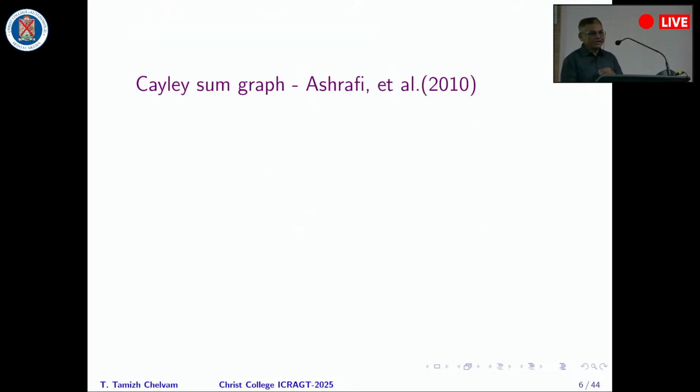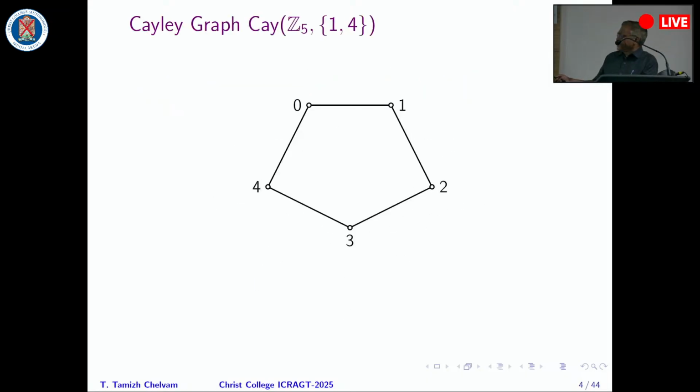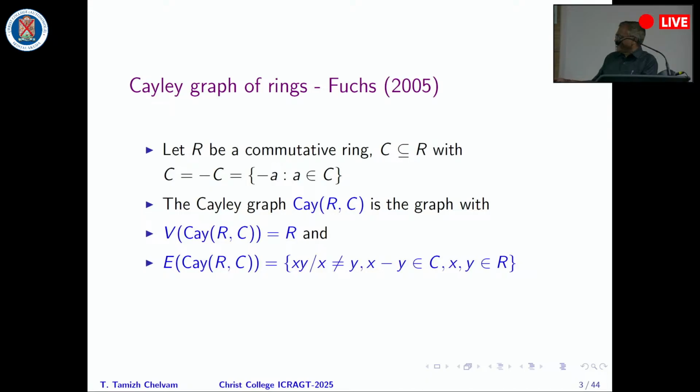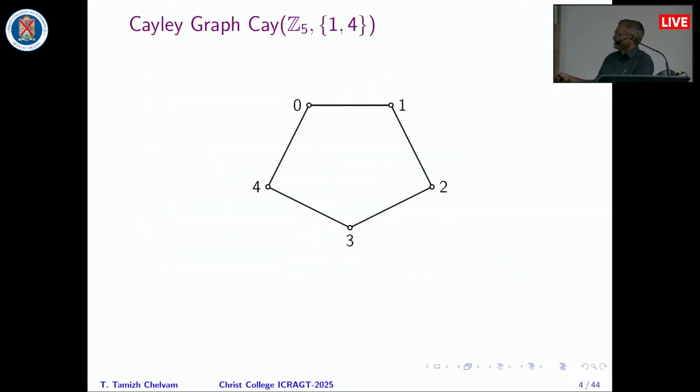And in 2010, Ashraf et al. published in Communications in Algebra, and they defined another graph called the Cayley sum graph. Just you can see the adjacency relation in this case: here x minus y is in C, it is a difference. Just you make this x plus y. That is what the Cayley sum graph is.